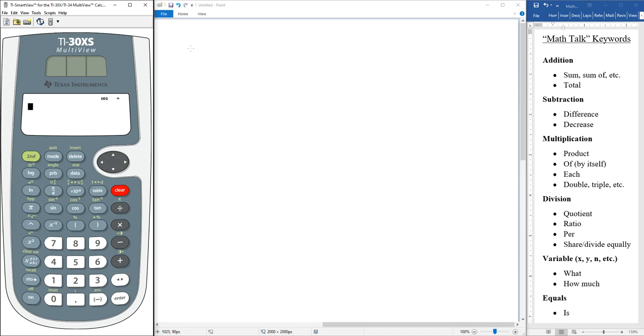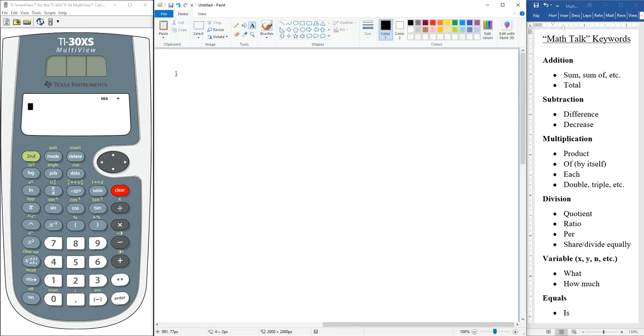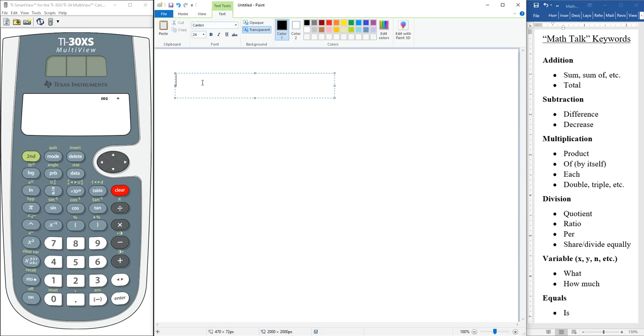You know what? Yeah, I'll type it out again. I think it'll be easier for everybody to read. So here we go. Let's type out an expression.